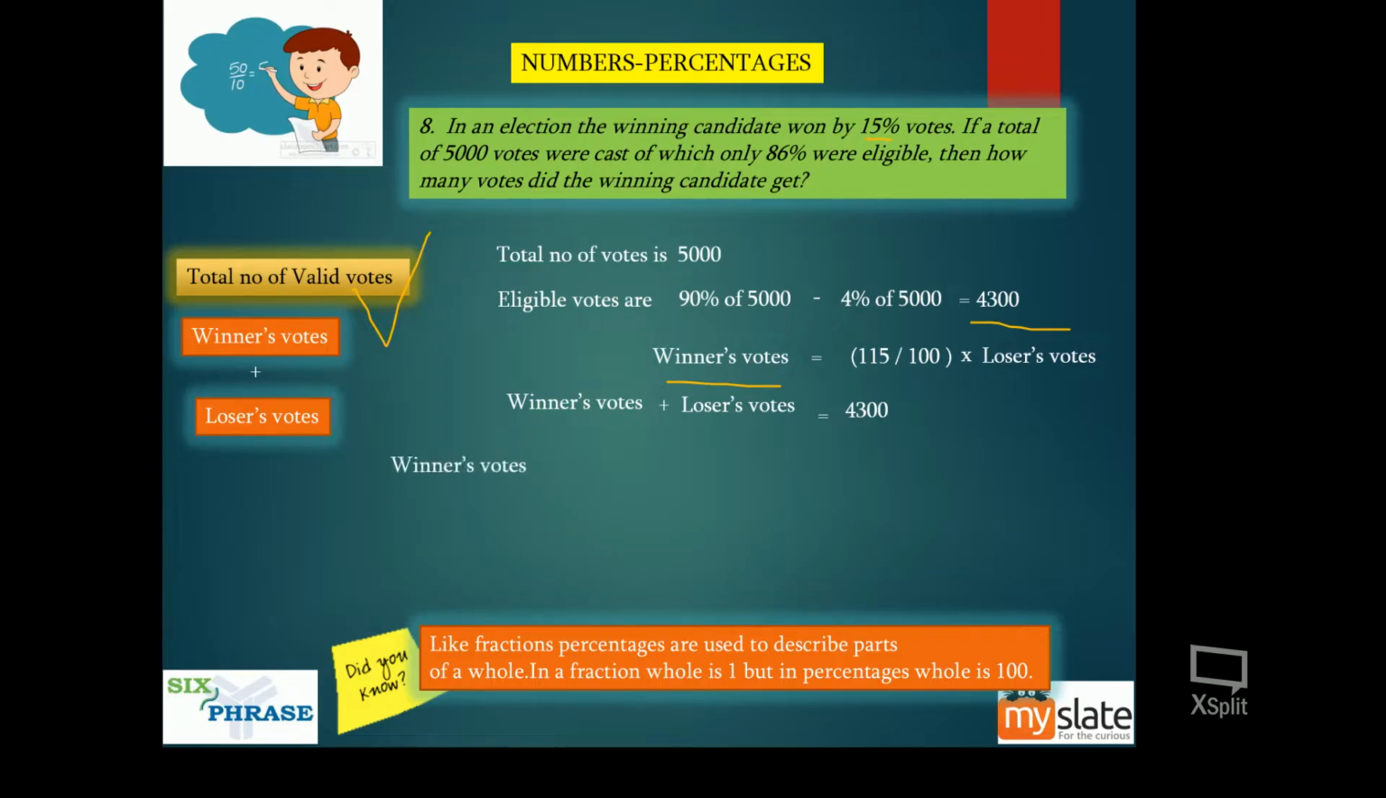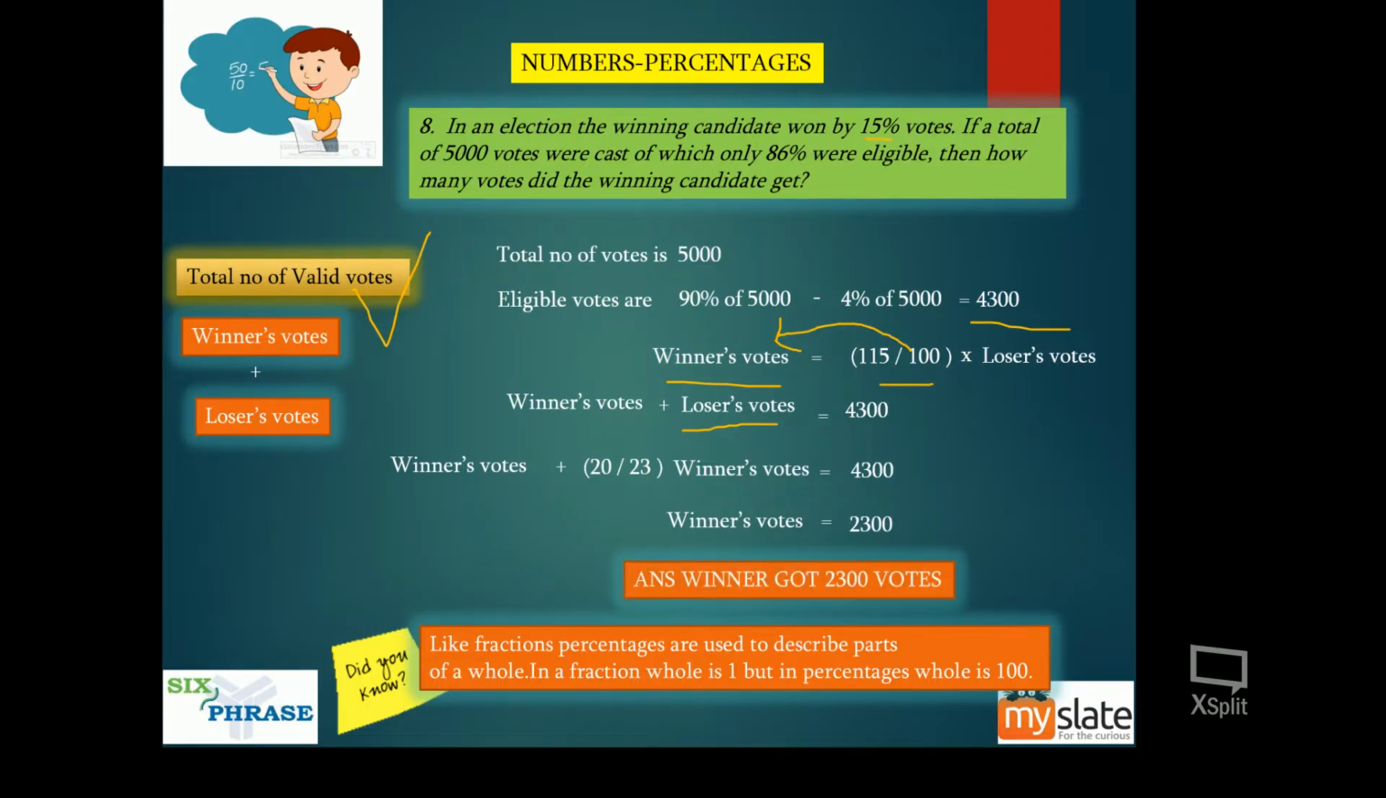Now winners votes plus 20 by 23 of winners votes. So losers votes, just bring it this side. If you bring it this side, 23 by 20 will become 20 by 23. So I'm just trying to substitute losers votes values. You'll get it like this, and that will be 4,300, and the winner's vote will be 2,300, and the answer is 2,300. That's what they are looking for.